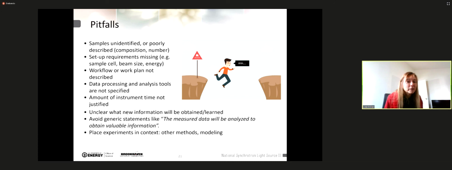The workflow and work plan needs to be well described again. And make sure you talk about data processing and analysis. So don't assume that once you get the data, the reviewer is going to know what you're going to do with it. You have to say what you're going to do with it to test the hypothesis.